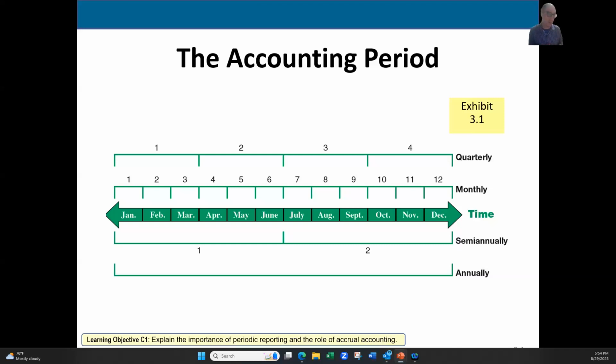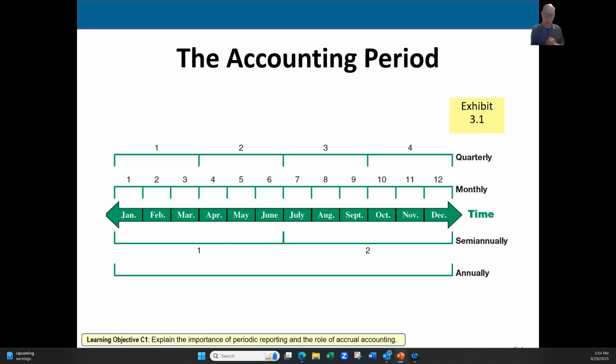The reason why we have accounting periods is because of the matching principle. The matching principle tells us that we need to match our revenues and expenses during the accounting period in which they occurred. Okay? And so that's why we have these accounting periods.